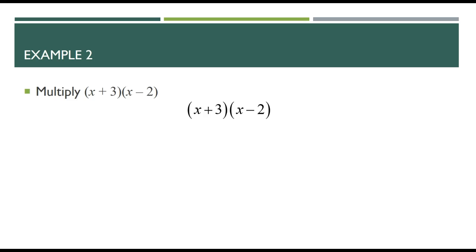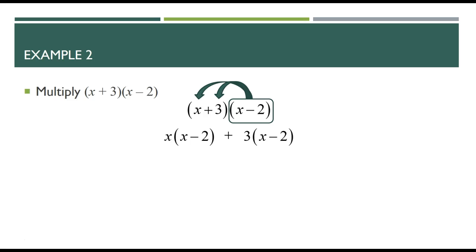This time, when I approach this problem, I'm going to choose to distribute from the back. Or in other words, I'm going to distribute the x minus 2. I'm going to distribute the x minus 2 to the x and get x times x minus 2. I'm also going to distribute the x minus 2 to the 3 and get 3 times x minus 2. Doing it this way can save a step or two. And again, we have to carry down that addition symbol.